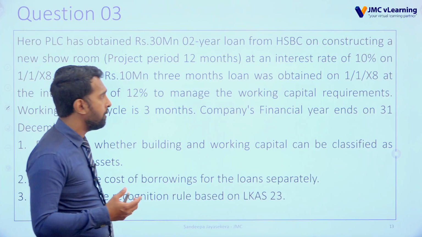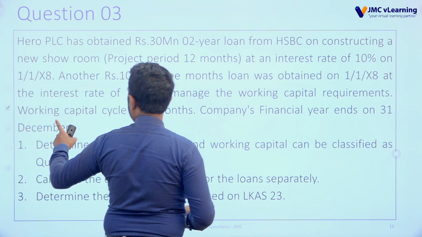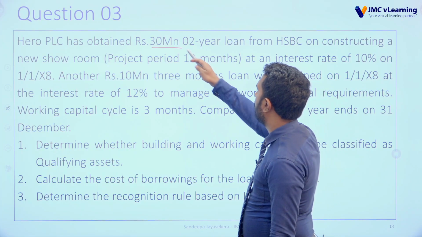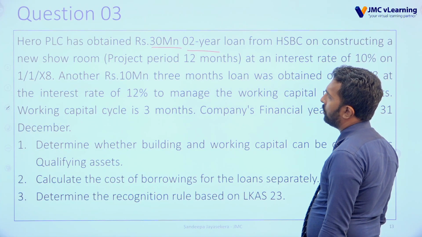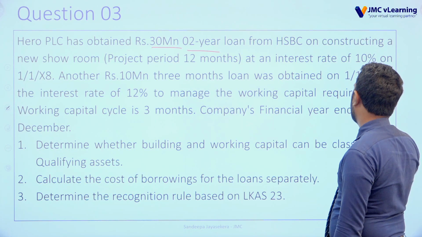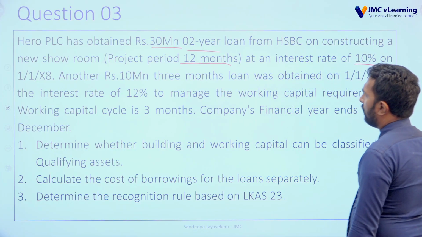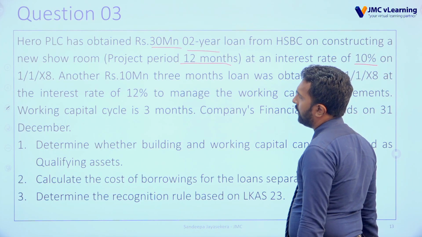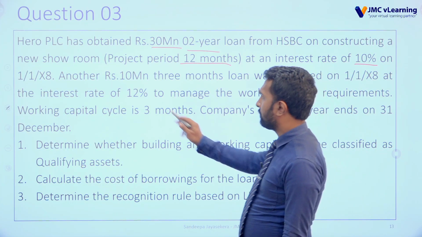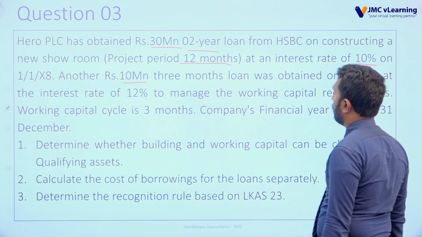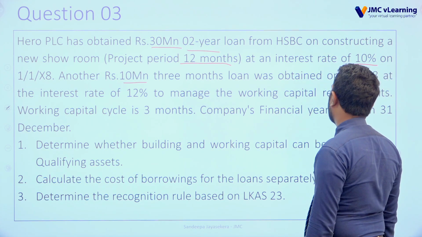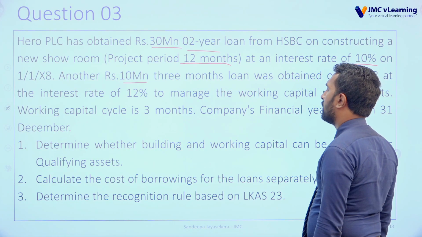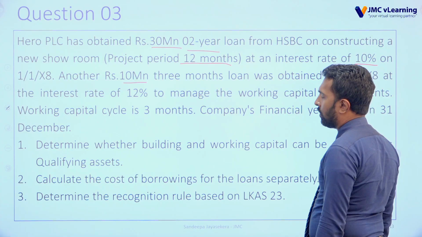Right, let's do some questions. Hero PLC has obtained a 30 million 2-year loan from HSBC for constructing a new showroom. The project period is 12 months at an interest rate of 10%. On 1st of January 2008, another rupees 10 million 3-month loan was obtained at an interest rate of 12% to manage the working capital requirements. The working capital cycle is 3 months. The company's financial year ends on 31st of December. Determine whether the building and the working capital can be classified as qualifying assets.